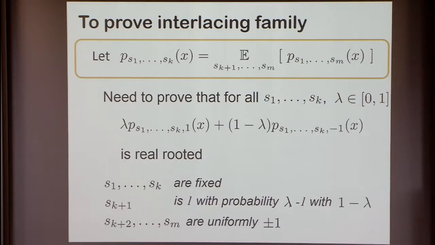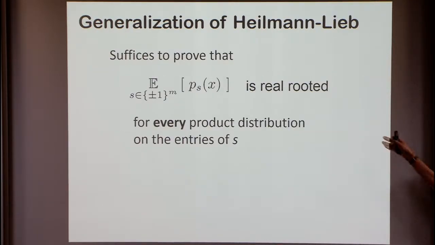In particular, all of the common interlacings that I wanted are implied by the following single statement: that the expected characteristic polynomial is real rooted for every product distribution on the entries of S. Remember, the matching polynomial is the expected characteristic polynomial under the uniform distribution, which is a product distribution. But now suppose for each edge I assign a different bias. Could be lambda, could be deterministic. That gives me a different product distribution. I need to show that all of these have real roots. If I do this, then all the common interlacings exist.